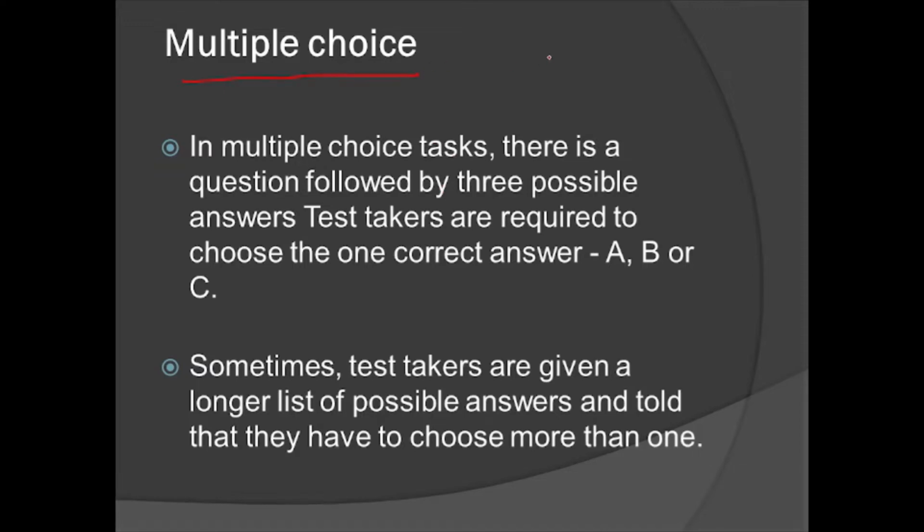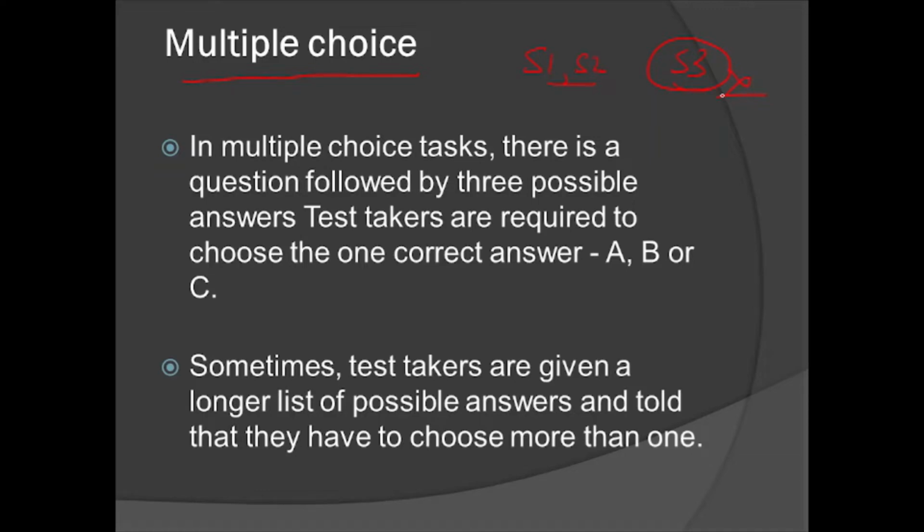So in a multiple choice task, there is a question followed by 3 possible answers. Test takers are required to choose the one correct answer. Generally, there is one question, but it's not necessary that you are going to have only 3 options. Maybe 4 options are there. You have to find one.